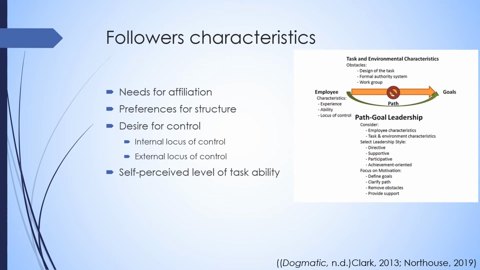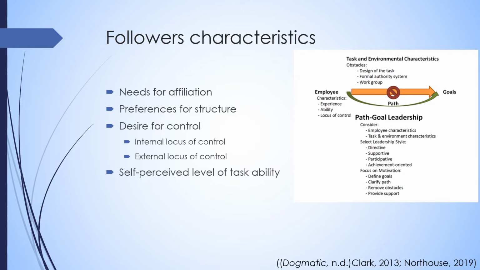In the needs for affiliation, the path goal theory predicts that followers who have a strong need for affiliation prefer supportive leaders. This is because friendly and concerned leadership is a source of satisfaction.